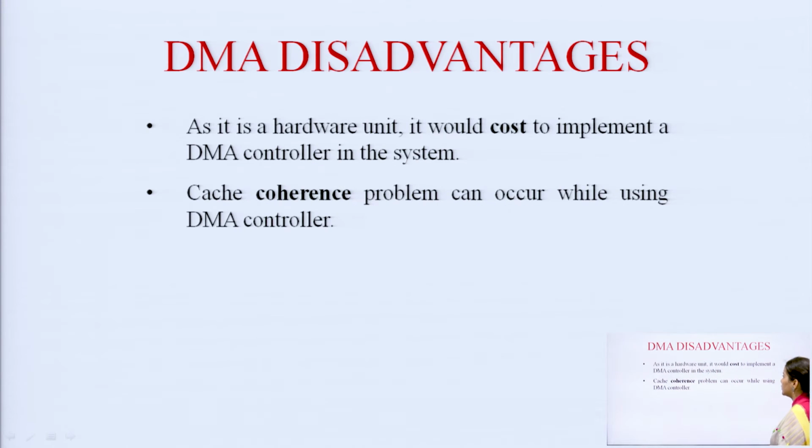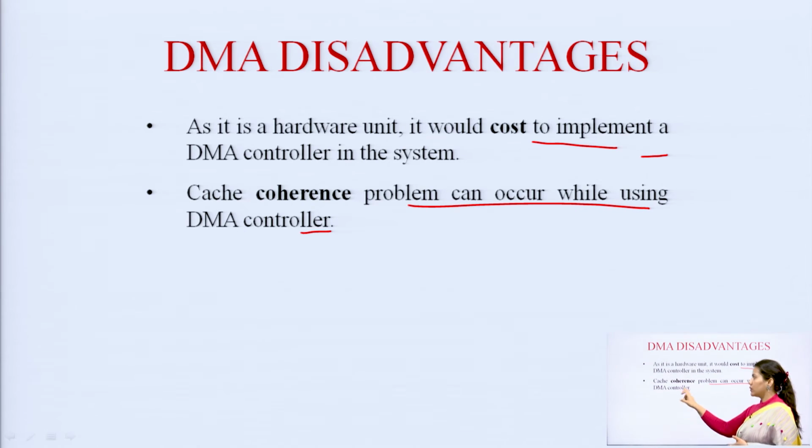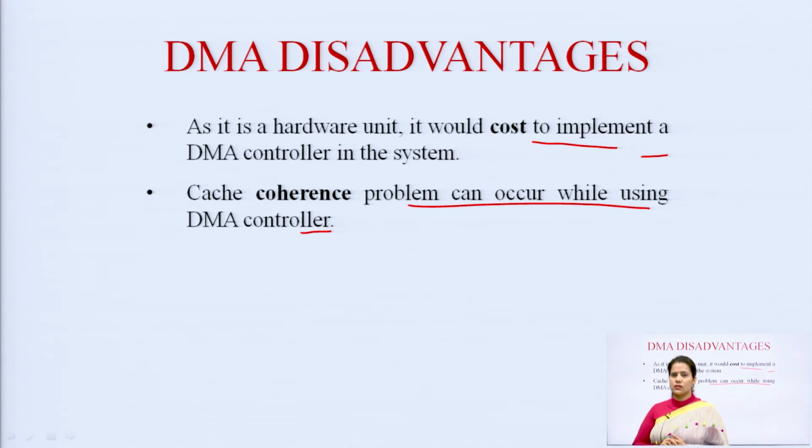Disadvantages: since it is an extra hardware unit, it will obviously increase some load. The cost to implement the DMA controller in the system is increased. The cache coherence problem can occur while using the DMA controller. So, these are certain disadvantages of the system.